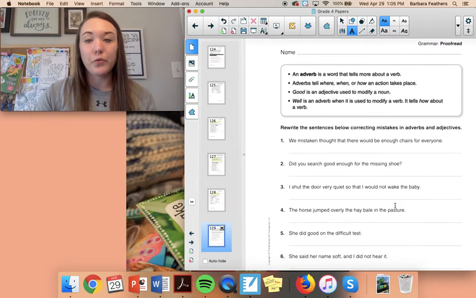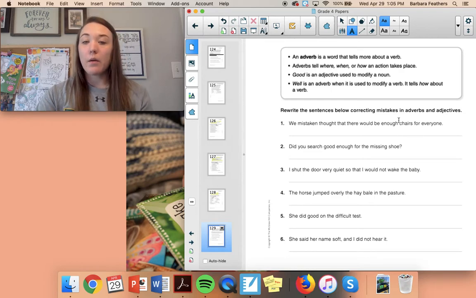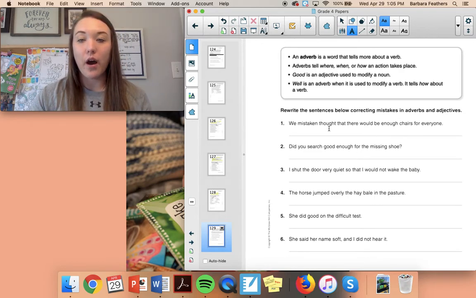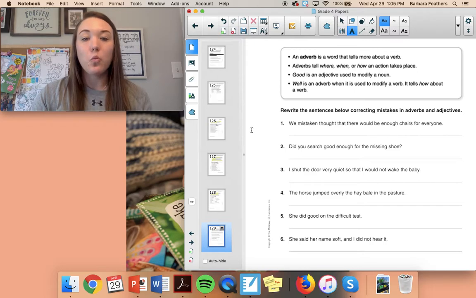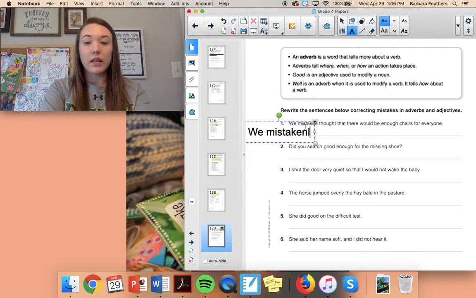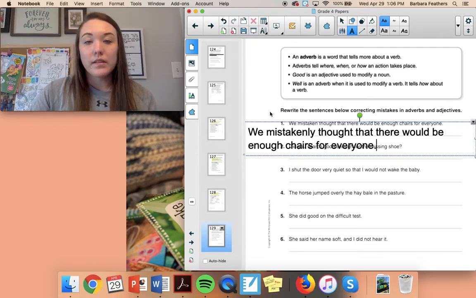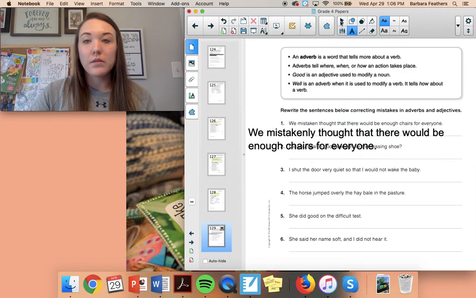Your last page is a proofreading page, and you are going to be rewriting each sentence, correcting mistakes in adverbs and adjectives. Number 1 says, "We mistaken thought that there would be enough chairs for everyone." There is one mistake in this sentence, and it's an adverb mistake. Mistaken should be mistakenly. We mistakenly thought that there would be enough chairs for everyone. Mistakenly is an adverb that describes the verb thought.